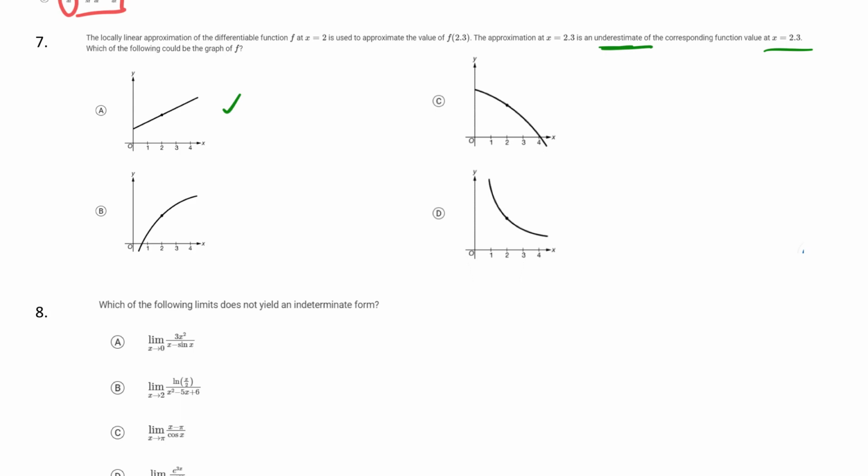If I take a look at choice B right here, if I draw a tangent line right there, that's going to be above it. So it's going to be an overestimate. If I draw a tangent line here, again, that's above, so it's over. If I draw a tangent line here, okay, that's below.